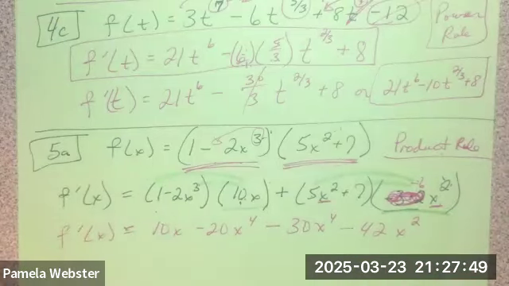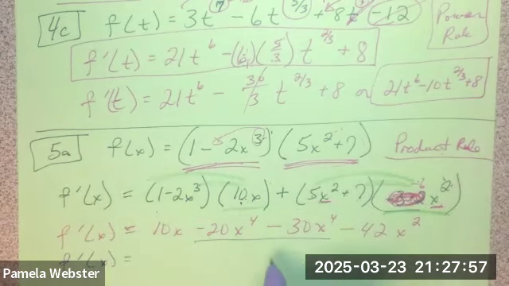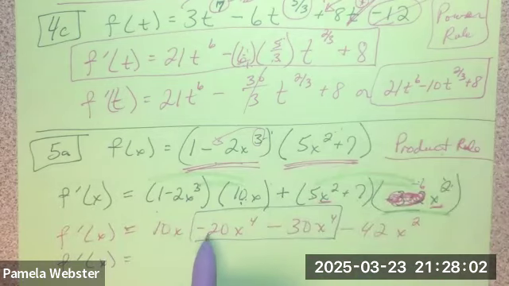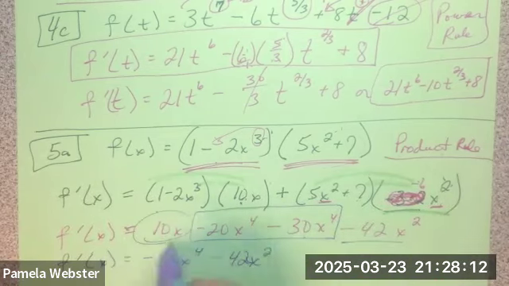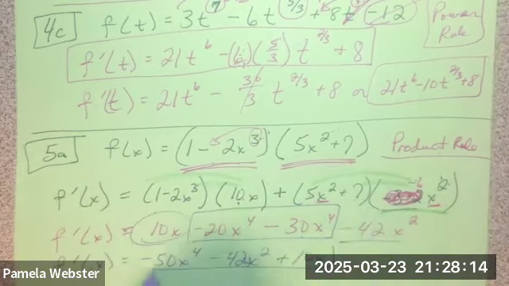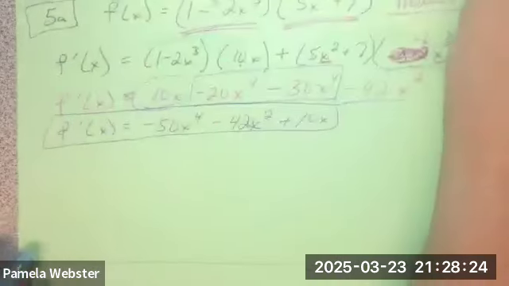And a lot of times when we work these problems, we know we'll end up with some like terms in there that we can come back and combine. So I'm going to rearrange these so the x to the fourth are at the beginning. So -20 x to the fourth, -30 is -50 x to the fourth minus 42 x squared plus 10x. There we go. That's how that product rule looks, right? Okay. Keep going.